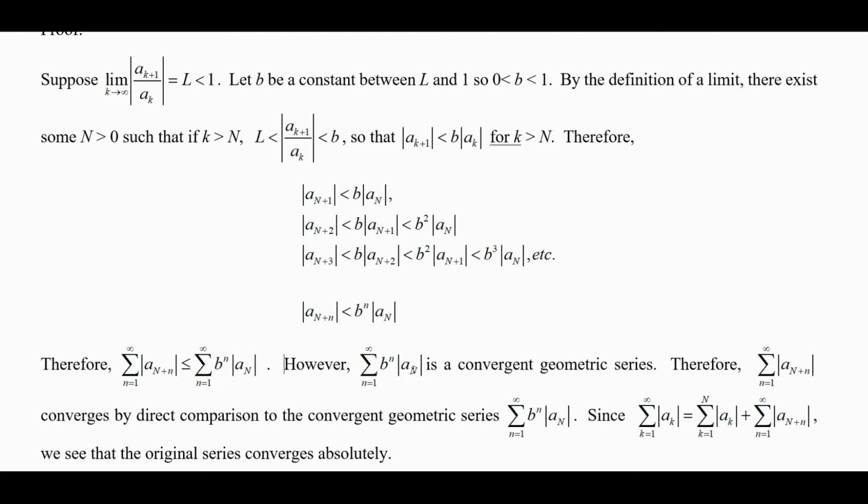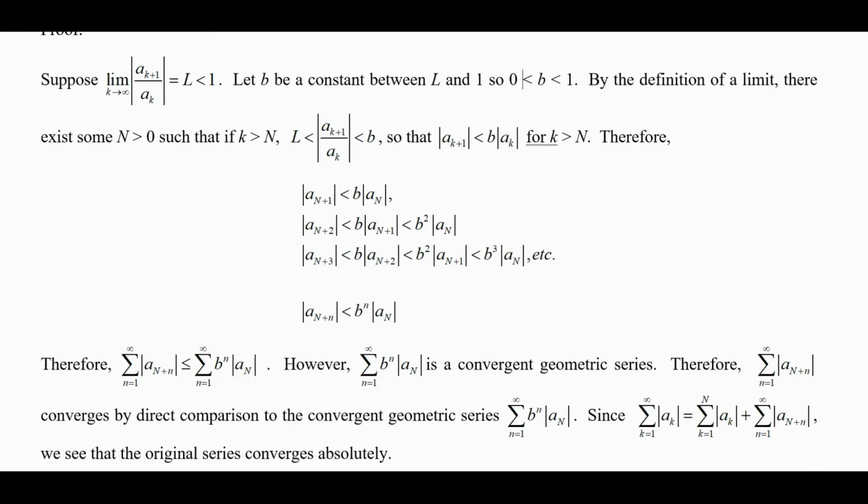Remember, a sub n is a particular term. There is some n that we've identified up here, capital N. So that's a particular term. That's constant. It's not changing as little n is changing. So that's just the first term, b times the absolute value of a sub n, and then each term after that is multiplied by another b. So this is just a geometric series, and it's convergent because b is between 0 and 1. Therefore, this series converges by direct comparison to this geometric series.